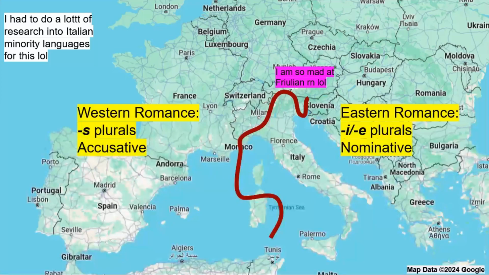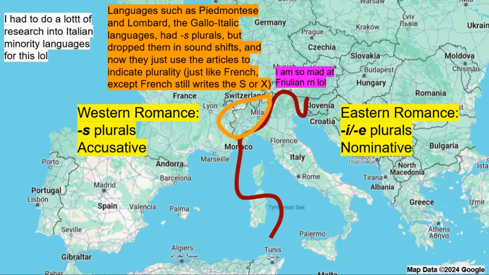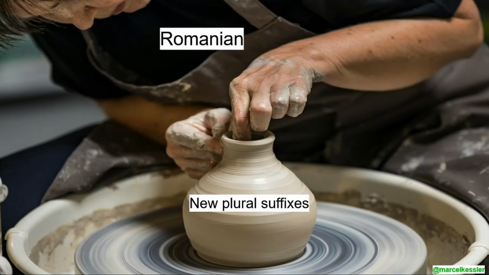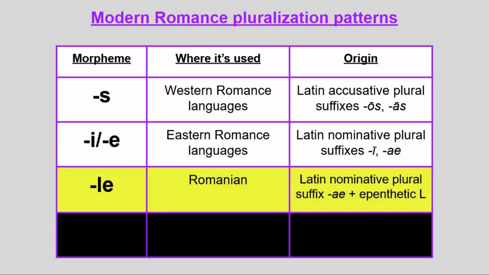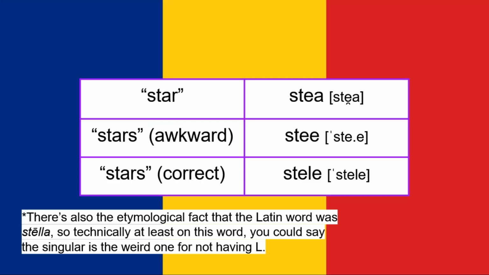You can actually draw a very messy line on the map dividing the Eastern and Western Romance languages that splits up the -s plurals from the -e and -i plurals, with the caveat that the Gallo-Italic languages dropped the -s and now just use articles to show plurality. But also, Romanian developed some entirely new plural suffixes, so where did those come from? Well, -le is actually descended from Latin -ae, just like -e is, but for those nouns an epenthetic -le was added since the word's roots ended with vowels and speakers didn't like that.